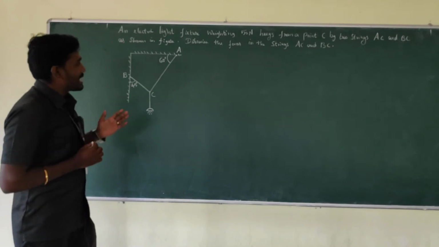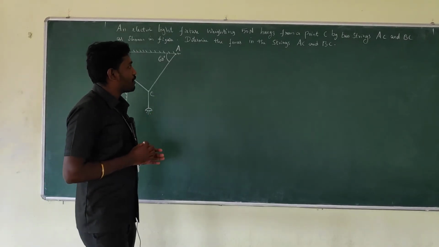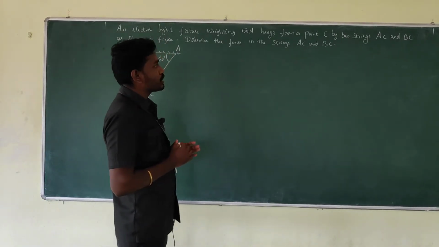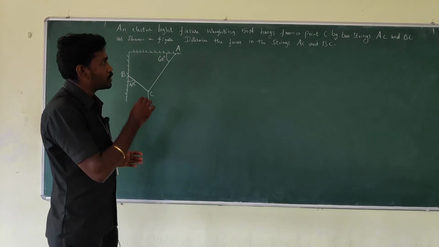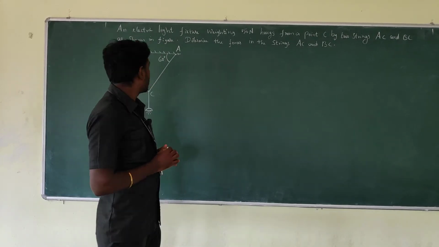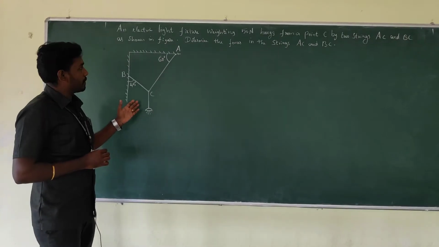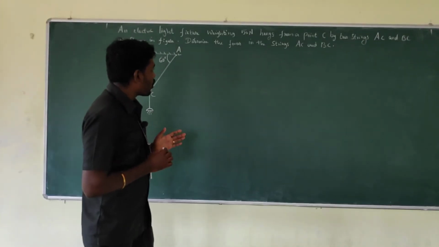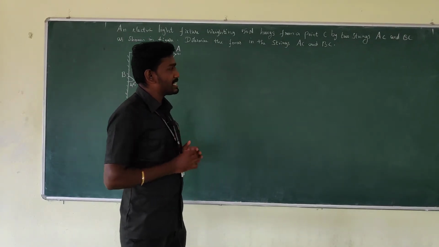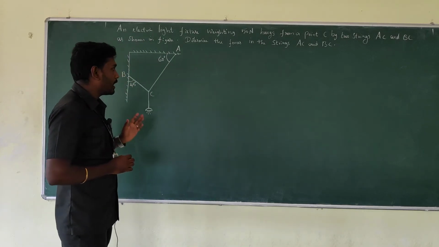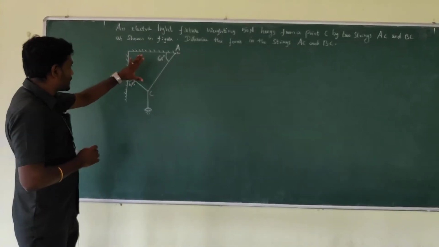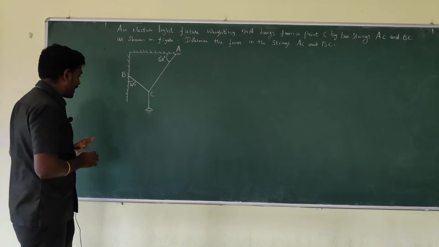An electric light fixture weighing 50 Newton hangs from a point C by two strings AC and BC as shown in the figure. Determine the force in the string AC and BC. So this is the given question for us. This is the diagram given in the question.